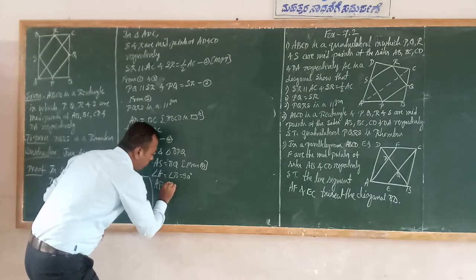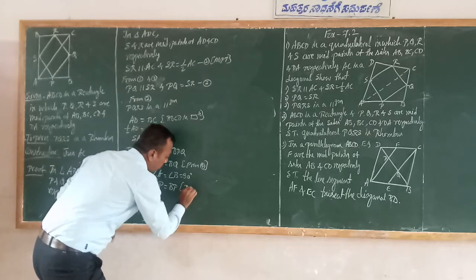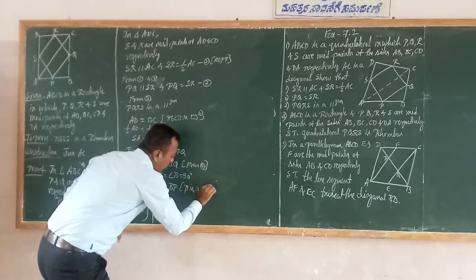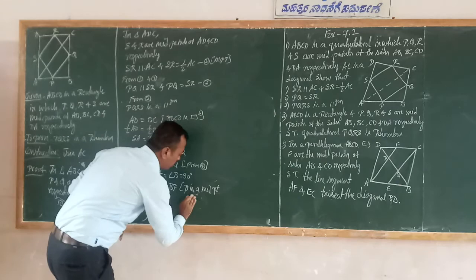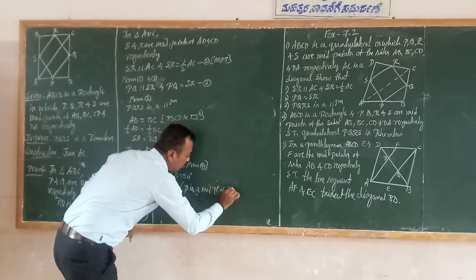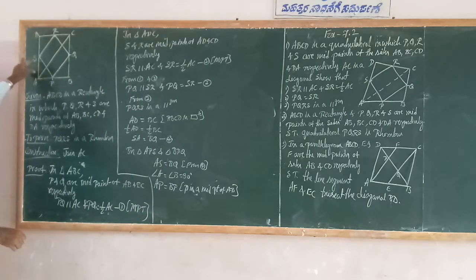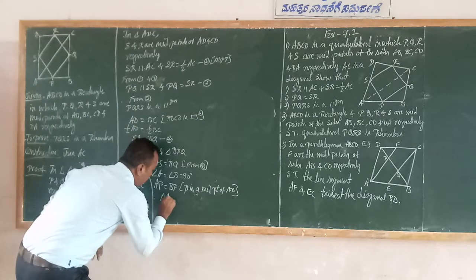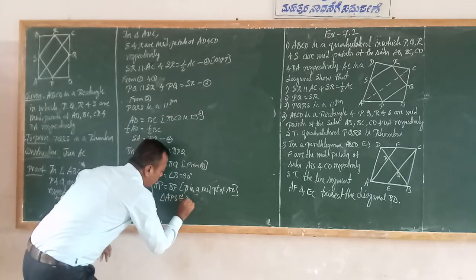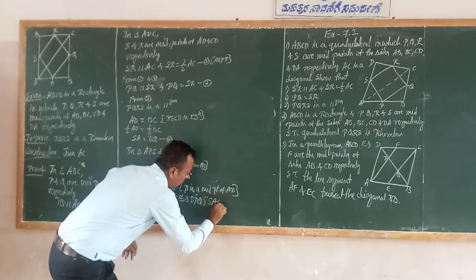AP is equal to BP because P is the midpoint of what? AB. Midpoint of AB. That's why AP is equal to BP. Okay, students, this is a side, this is one of the angles, and AP is a side. Therefore, SAS condition. Is it right? Therefore, triangle APS is congruent to triangle BPQ by the SAS rule.